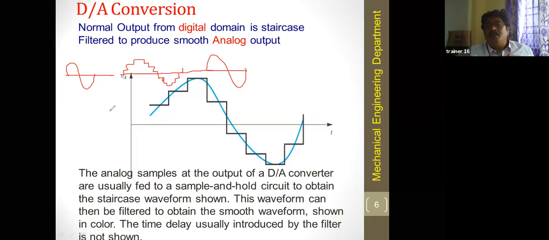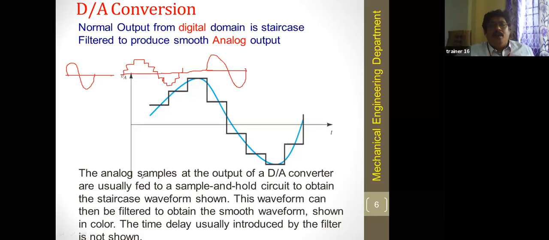So what I said to you is that in the industry, we have to go for ADC and DAC. That means the output of the DAC, that is the digital to analog converter, is fed to the actuator. There, the actuator actuates correctly, so we can get the output correctly.